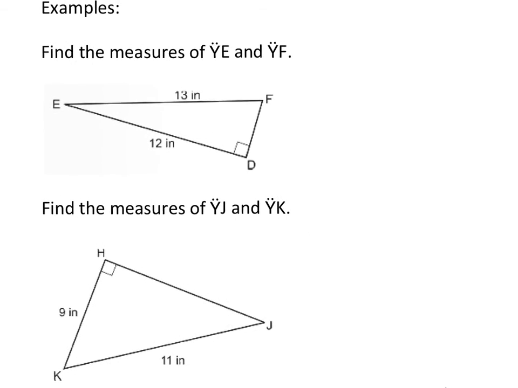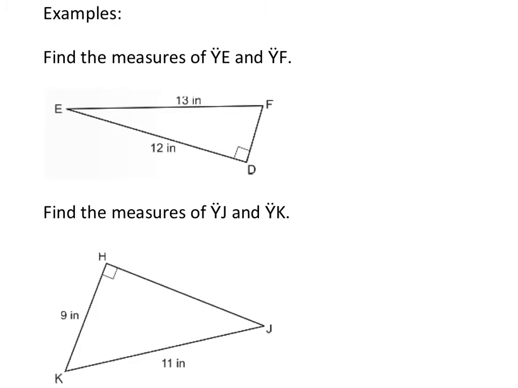Alright, so let's apply this. So we want to find angle E and F. So angle E, if we look at that, we don't have the opposite side, so we're not going to use sine. But we do have, again, this is considered hypotenuse and this would be considered adjacent. So SOHCAHTOA, the one that would work best here would be the one that uses adjacent and hypotenuse. So A and H, and that is cosine. So cosine of E is equal to adjacent over hypotenuse.